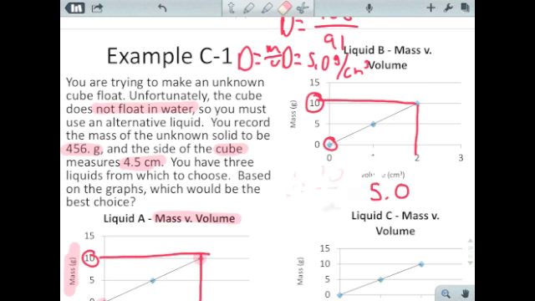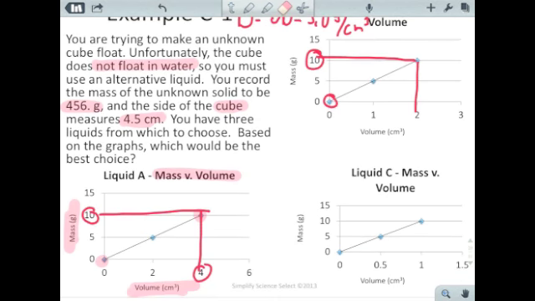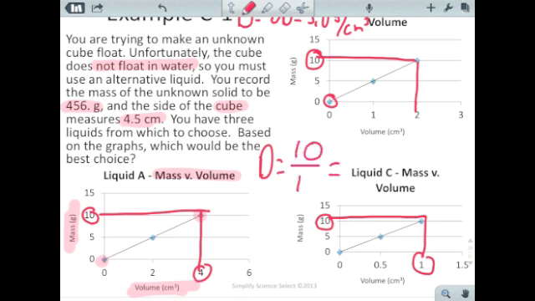So we look at our last one, and again, we find the slope, and we have 10 and 1. So density equals 10 all divided by 1, which will give us a density of 10 grams per cubic centimeter, and it's larger, so we know that this cube would float in liquid C.